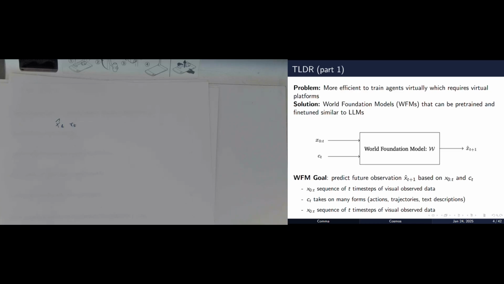So this looks like a discrete time process. Does there exist, just out of curiosity, a continuous-time analog of this? I don't think so. It's all: I see past t frames of video and I predict the t plus first. Okay, cool. Good questions.